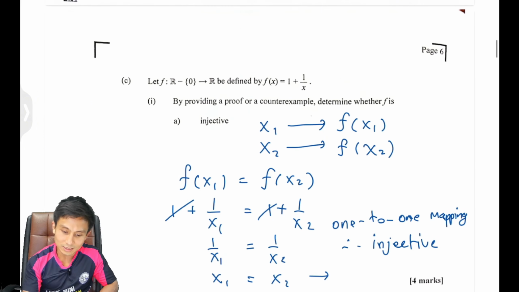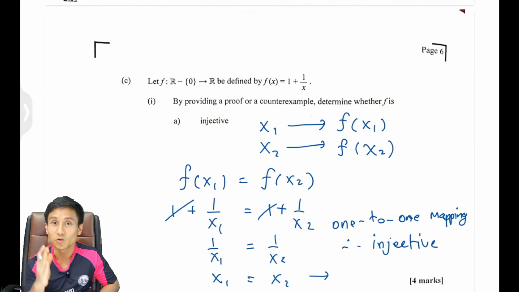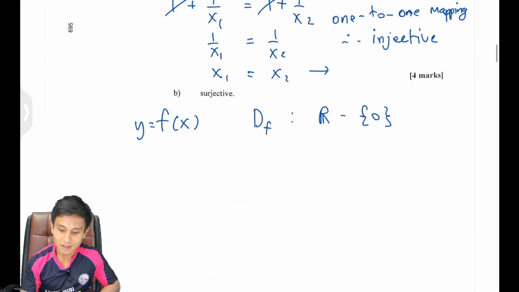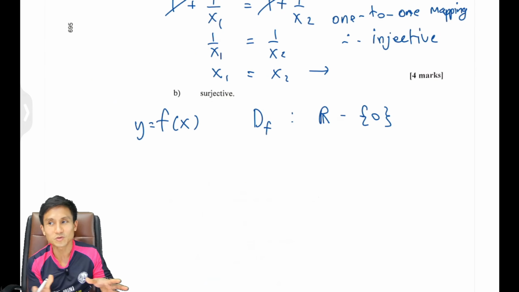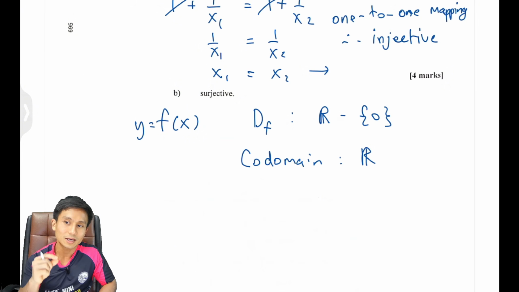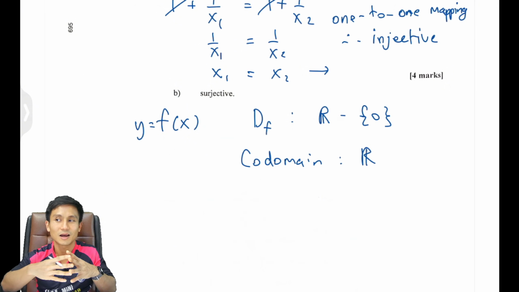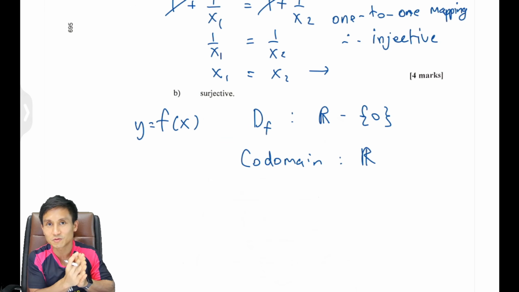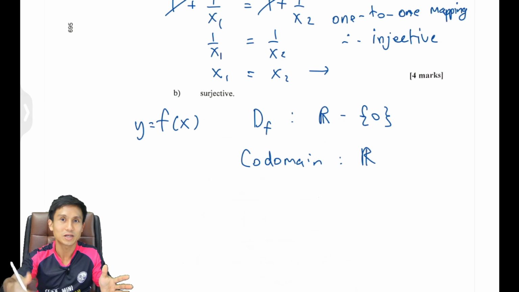But what is this thing? This thing is called the codomain. Okay, the codomain is not the real domain, it's not the range either. The codomain is real numbers. Codomain is basically the expected outcome, the expected range that this function is meant to produce. It's not the real one, it's just the expected one.